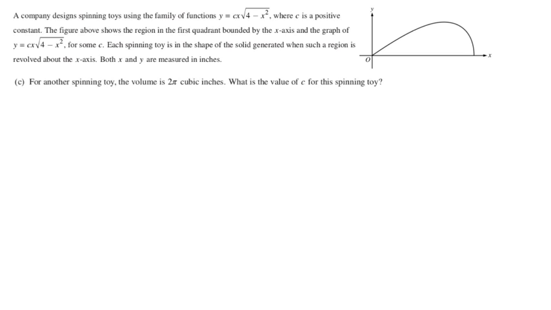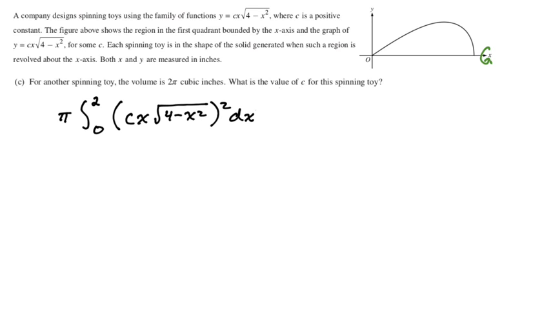For another spinning toy, the volume is 2 pi cubic inches. What is the value of c for this spinning toy? All right, so we're going to just rotate around the x-axis. So that's going to be pi, the integral from 0 to 2, of cx root 4 minus x squared dx, right? So it's pi, the integral of the radius squared, and then dx. Pi r squared dx. So this has to equal 2 pi.